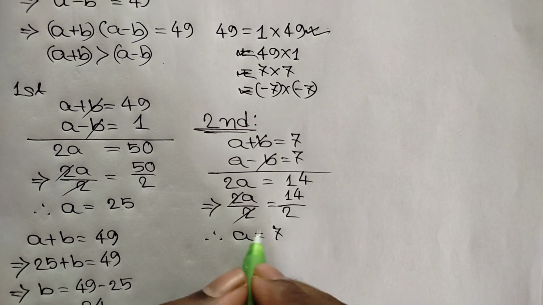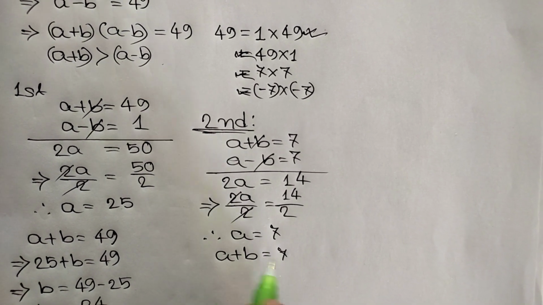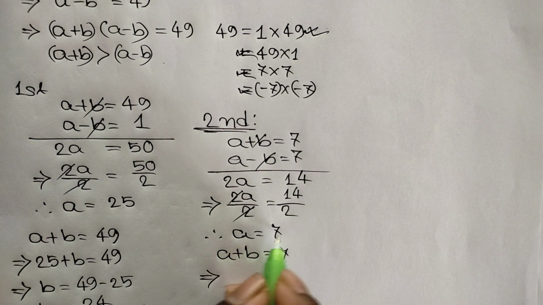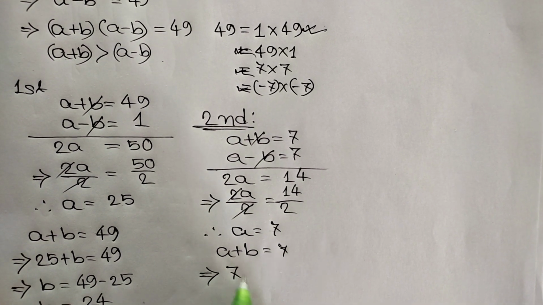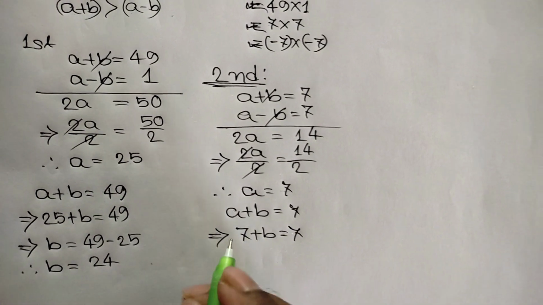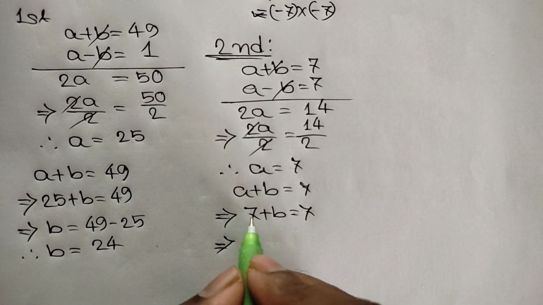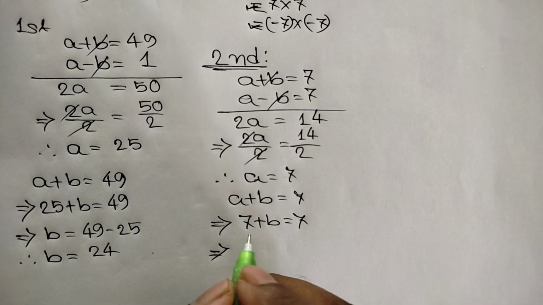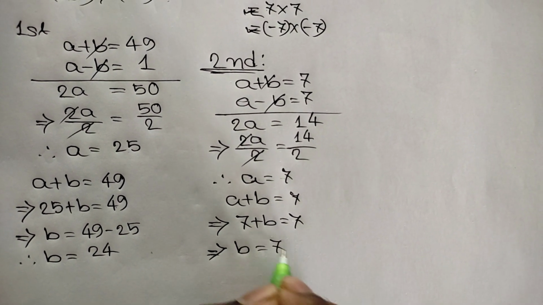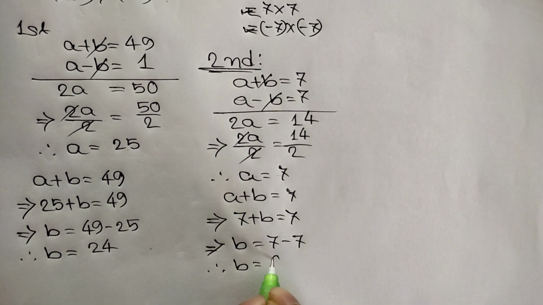When the value of a is equal to 7, then a plus b is equal to 7. Here a is equal to 7, so we can write 7 plus b is equal to 7. Taking this 7 to the right side, we will get b is equal to 7 minus 7, so the value of b is equal to 0.